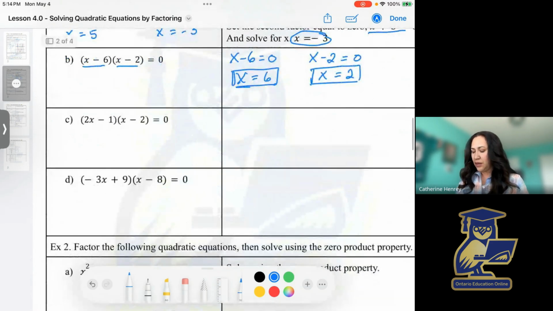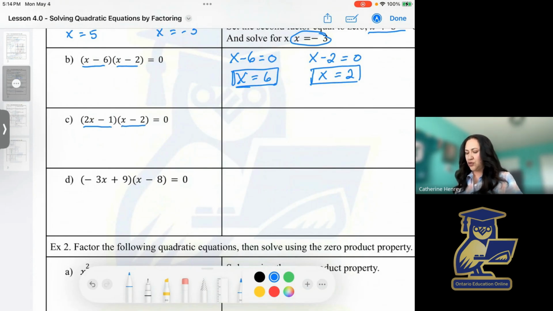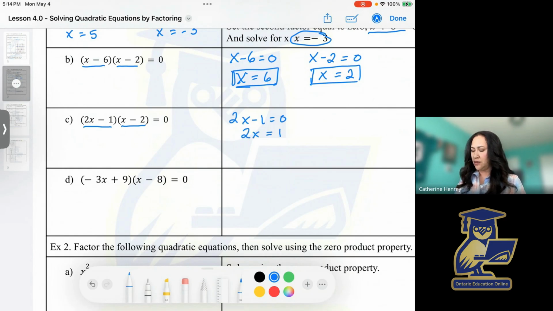Continuing on, we have another factor here, 2x minus 1, and this second factor, x minus 2. So we'll take the first factor, 2x minus 1, set that equal to 0. We'll solve this. 2x is equal to positive 1, and x here is equal to 1/2.